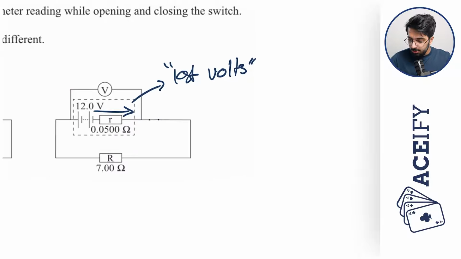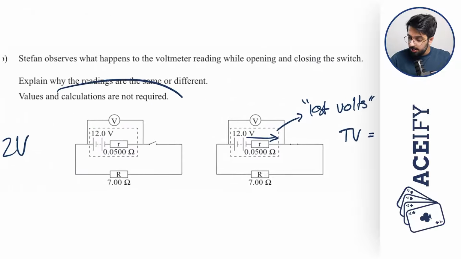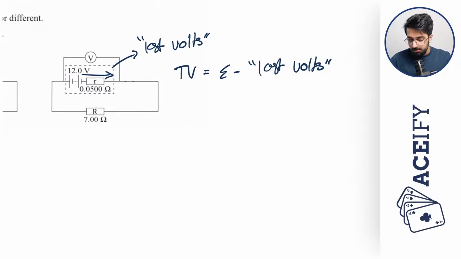And so the terminal voltage in this case is going to be equal to our EMF minus our lost volts. And I know it says no calculations are required, but we can still figure out what our lost volts are going to be, and so we can figure out that terminal voltage. If you were doing this exam, you wouldn't need to do this, so you don't need to waste time, but I'm just doing it to show you for your understanding.